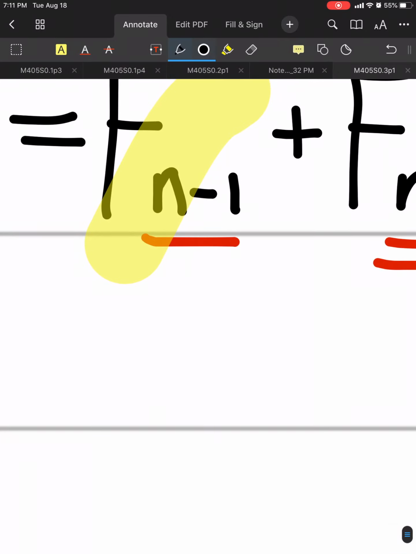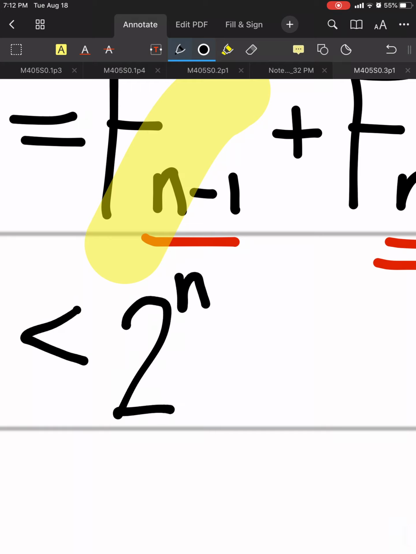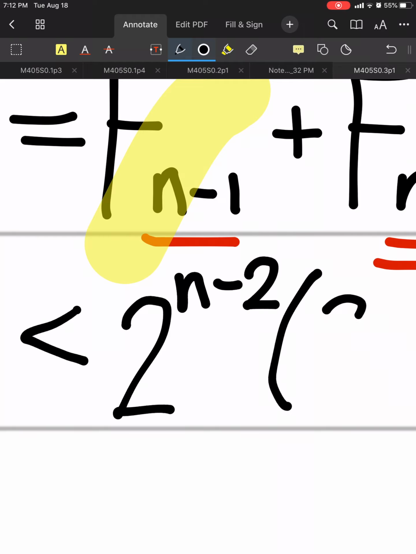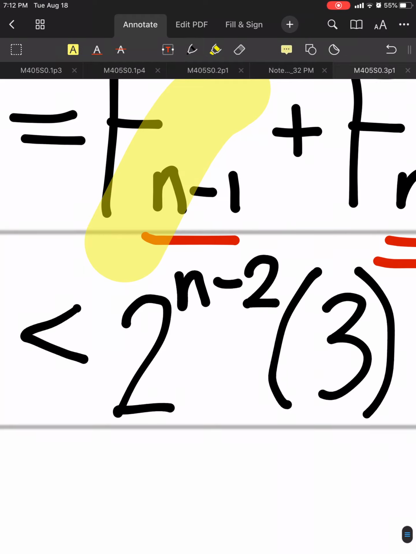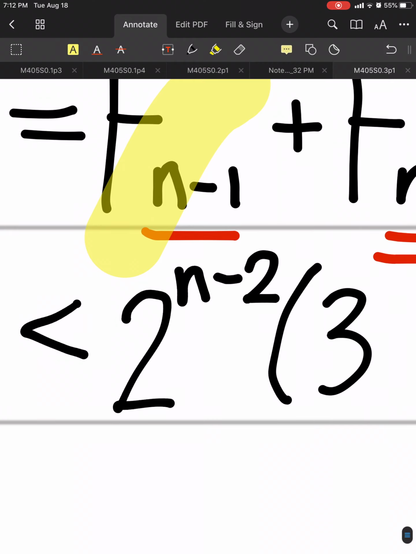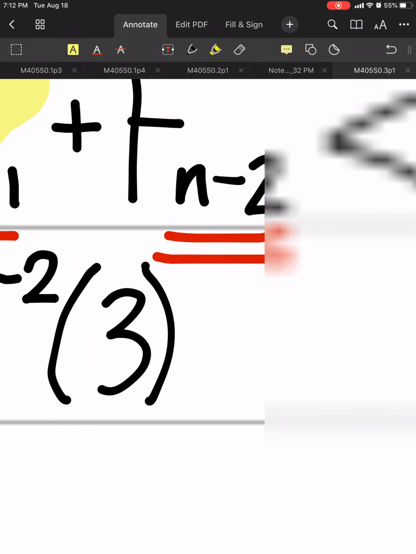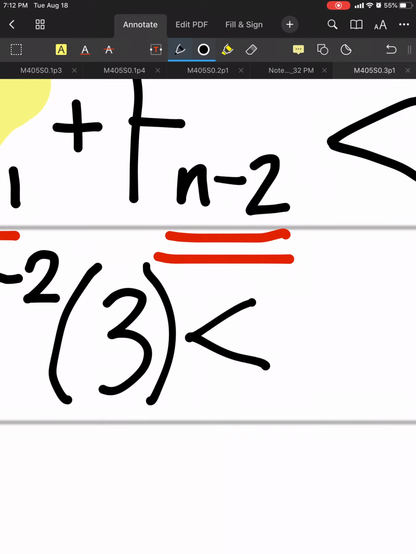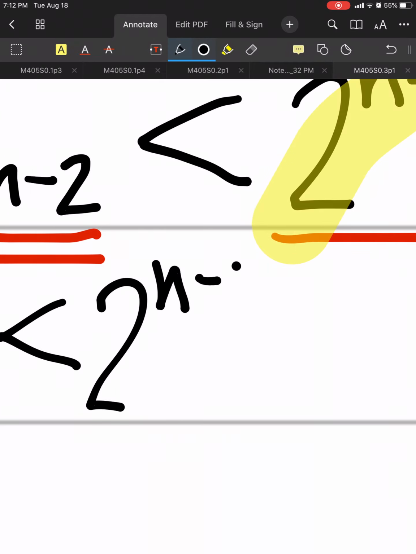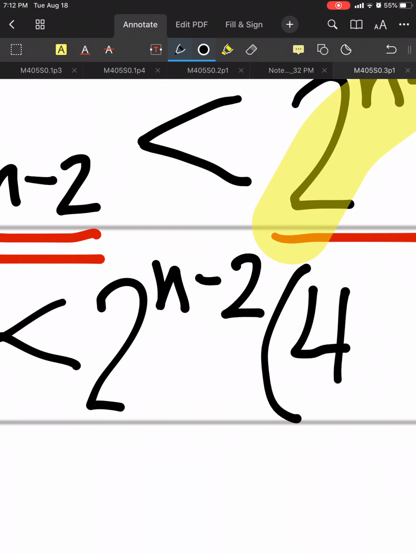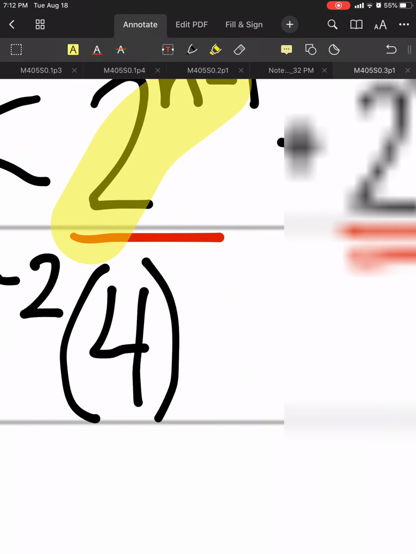Even to the incredibly wonderful. All right, so here we get 2 to the n minus 2 times 3, which is almost what we had before. That's an equal to. And this now is less than 2 to the n minus 2 times 4, because 3 is less than 4, and 4 is 2 squared.